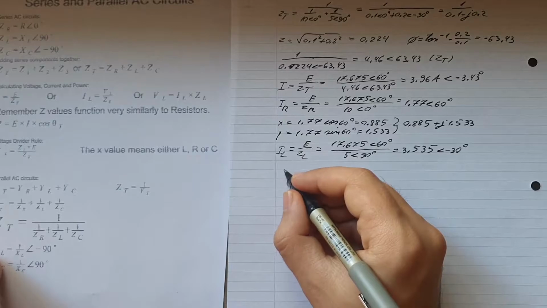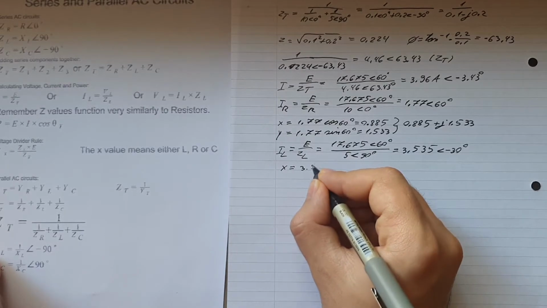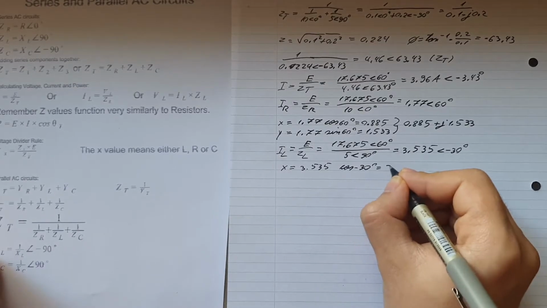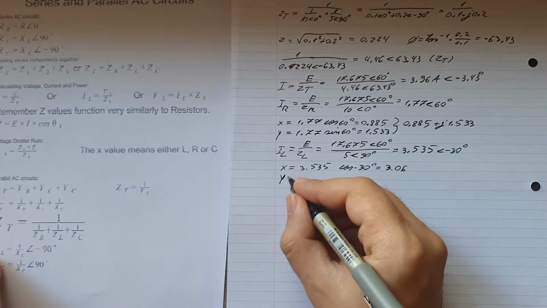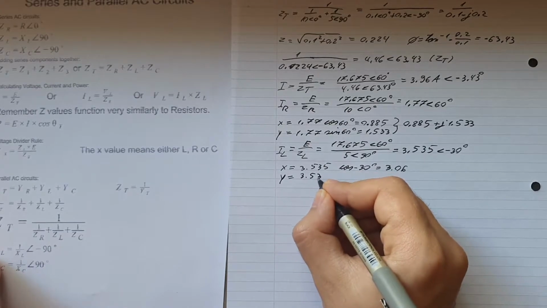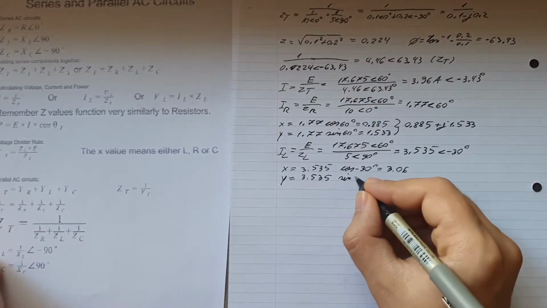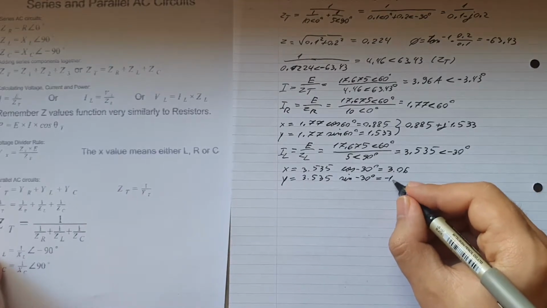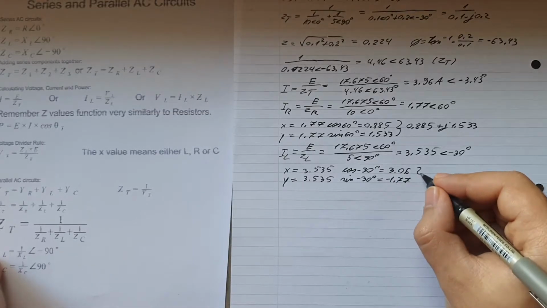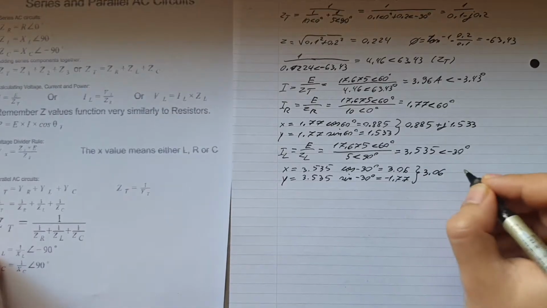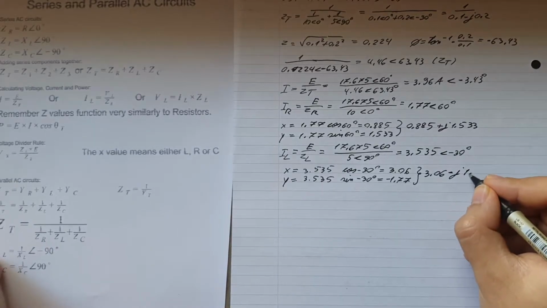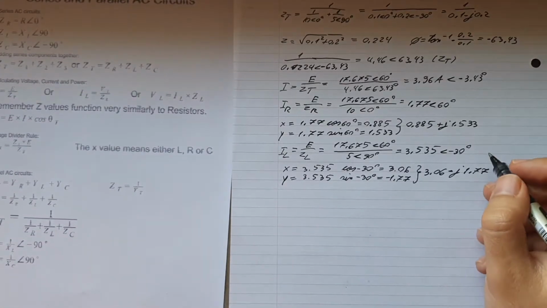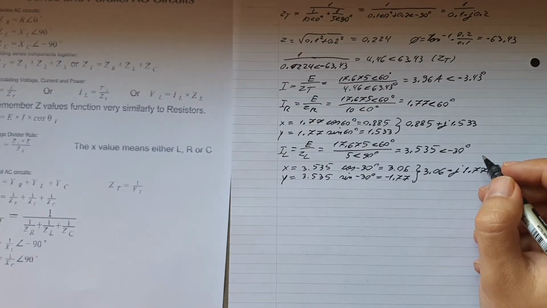Okay, now let's calculate the x and y values. So the x value is 3.535 cosine of minus 30 degrees, that's equal with 3.06. Now y is equal with 3.535 times the sine of minus 30 degrees, and that one will be equal with minus 1.77. Together they will give me 3.06 minus j1.77. Alright, now let's calculate the total current to see if our answer is correct.